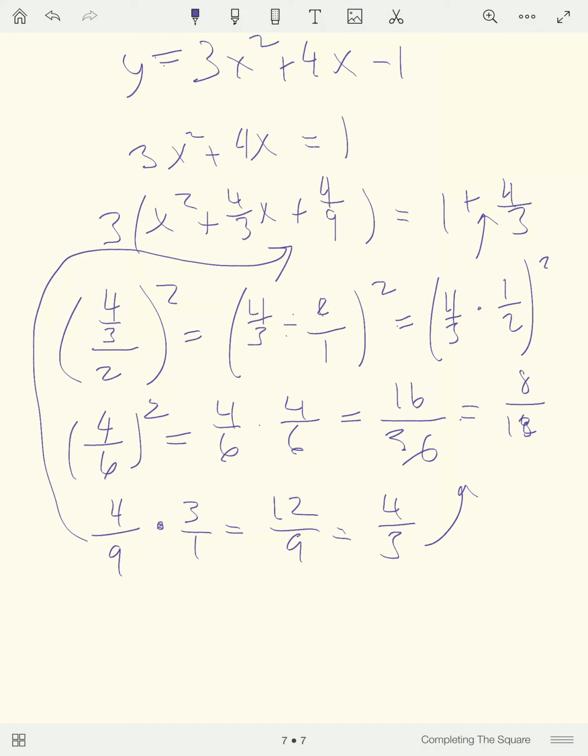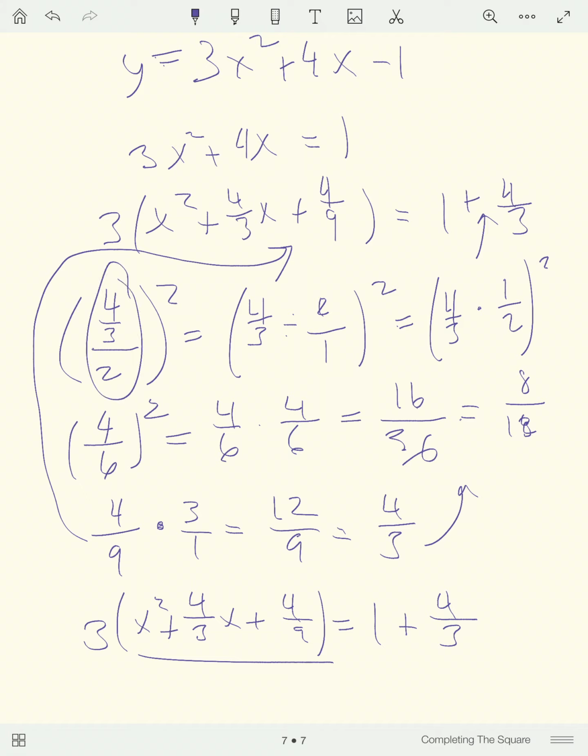I know this is way up here. Let's rewrite it back down at the bottom. We get 3 times (x squared plus 4 over 3 x plus 4 over 9) equals 1 plus 4 over 3. All right, so we know how this simplifies down. We need that simplification of this, right? Where was the end of that? Oh yeah, right here.